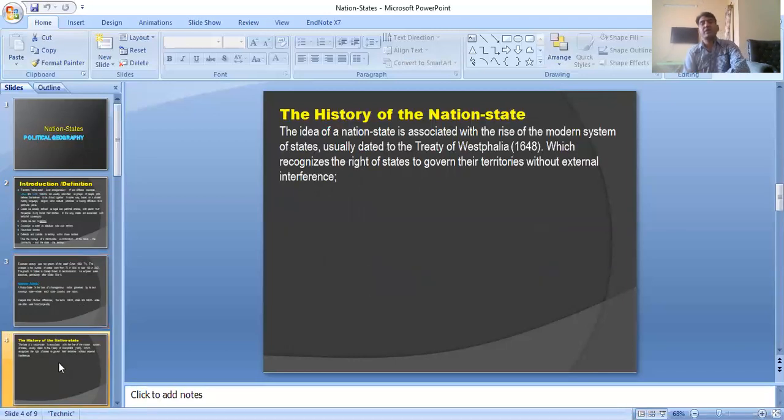Now the history of nation states: how did they emerge? The idea of the nation is associated with the rise of the modern system of states, which came from the Treaty of Westphalia in 1648. Afterwards, the concept of nation states came out. In this treaty, the power and sovereignty of states were discussed and acknowledged, and external interference was discouraged. There shouldn't be outside disturbance to those states.